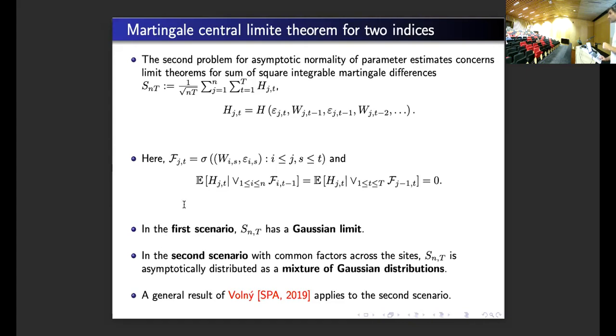In the second scenario, I have some common factors across the different sites. And here, in fact, one can show that the limit of Sn is no more Gaussian, but in general, it is a mixture of Gaussian distributions. And the second scenario is a particular case of a general result of Volny, who studied this kind of convergence. And the first case also is a particular case, but you can prove it directly.